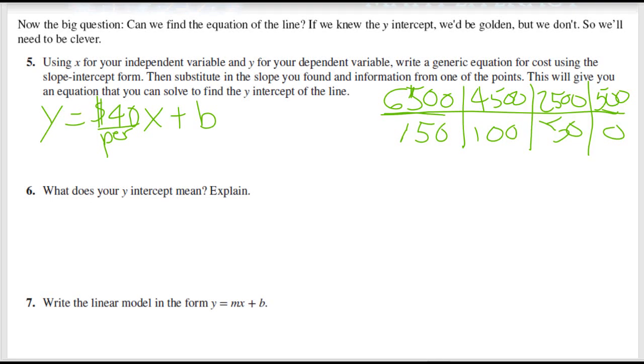I'm now going to put a number into that, then substitute in the slope and information from one of the points. So if the cost is 6,500, we have 40 times 150 people plus B. And I'm going to actually multiply that out and write it over somewhere else.